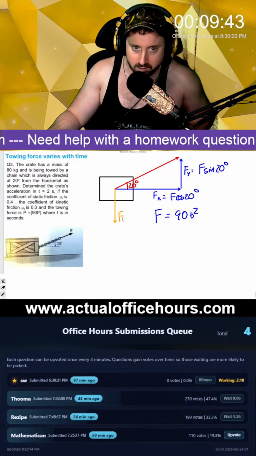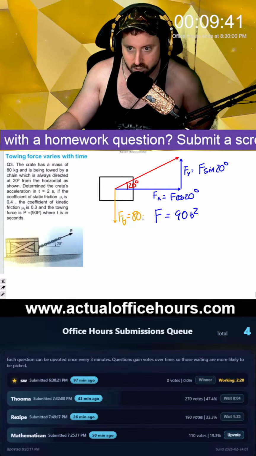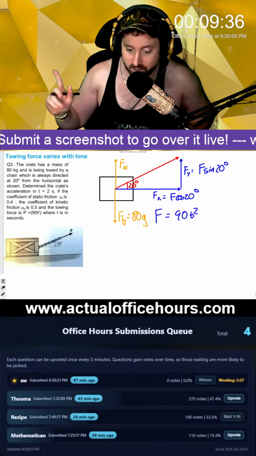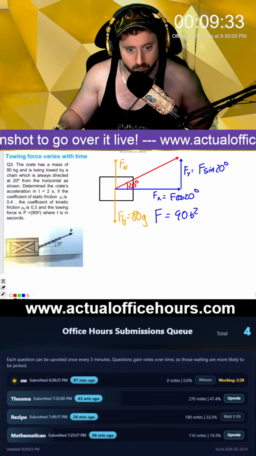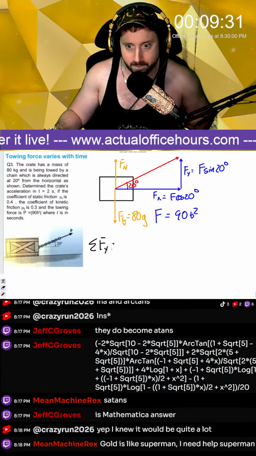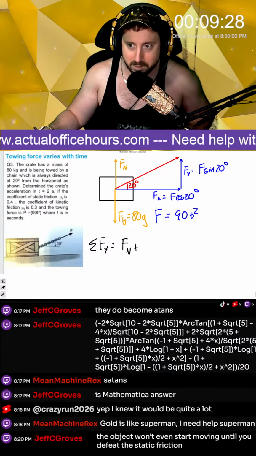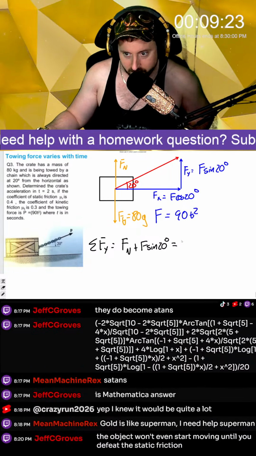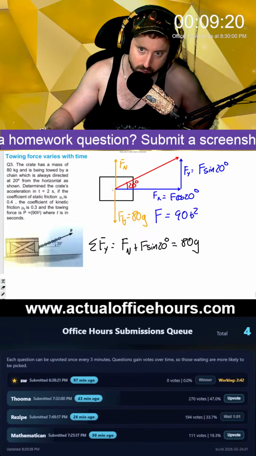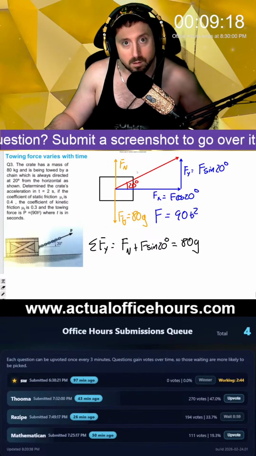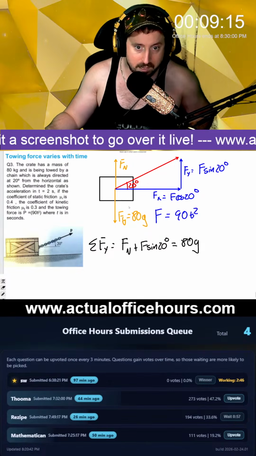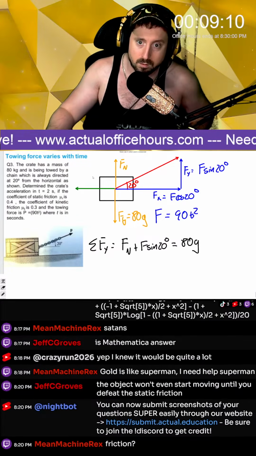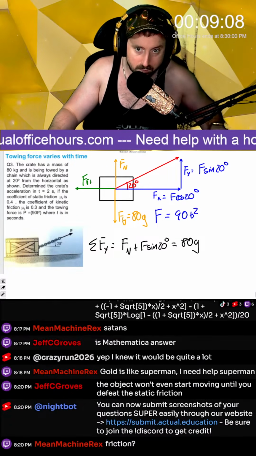So there's the force of gravity, which is going to be 80 g, and then there's the normal force. For the sum of the forces in the y direction, you need Fn plus F sine 20 degrees to be equal to 80 g. Otherwise, this thing would fly off the map. The key thing here is there's also a force of friction. Yes, friction. Very good, guys.